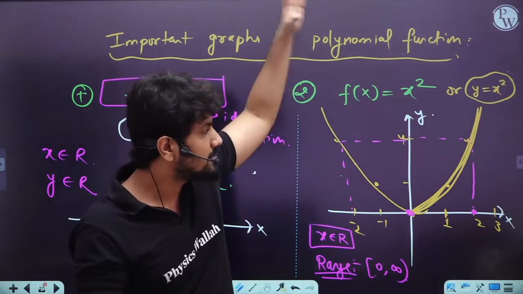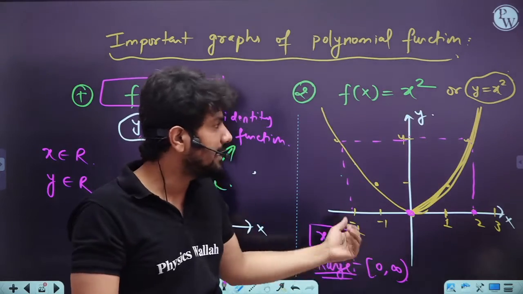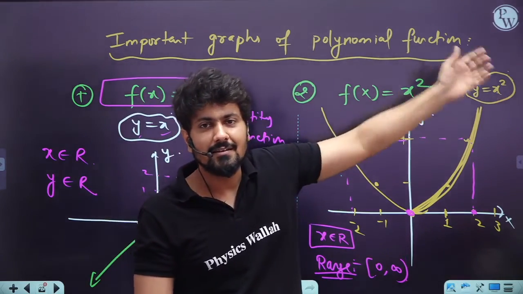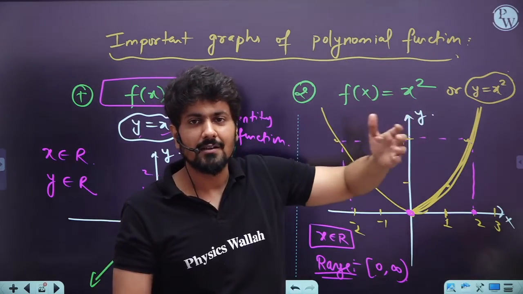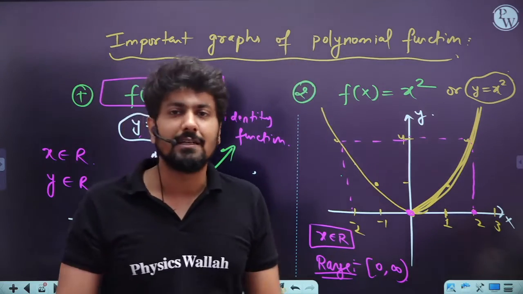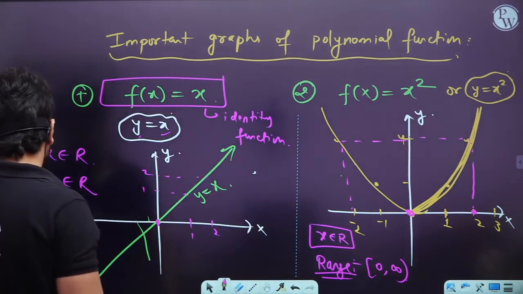Now what's the maximum value? Maximum value can go till infinity. If I put the value for x as 10,000, then 10 lakhs, 10 crore, right? So you keep doing that squaring, the maximum value can go till infinity over here. So this is the graph of f(x) is equal to x square.